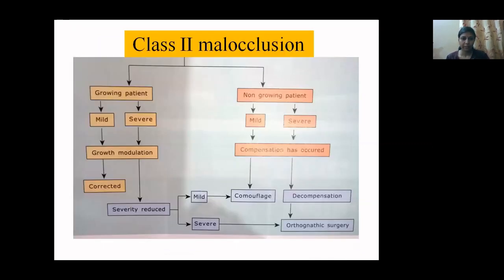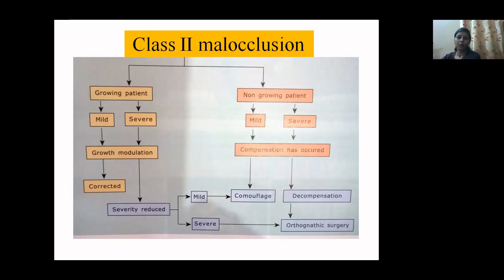So if we briefly describe class 2 malocclusion, as we said, our treatment plan will differ according to whether growth remains or growth is completed. In a growing patient, whether it is mild, moderate or severe, we will try for growth modulation procedures. If it is mild, it will be completely corrected. But if it is a severe problem in growing patients, at least the severity can be reduced to a certain extent so that phase 2 treatment becomes easier to carry out.